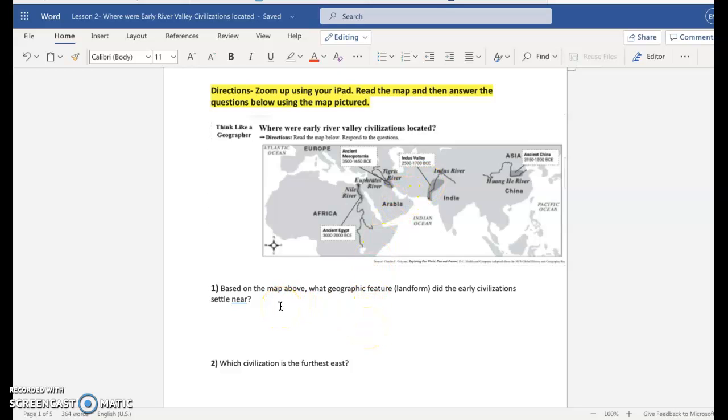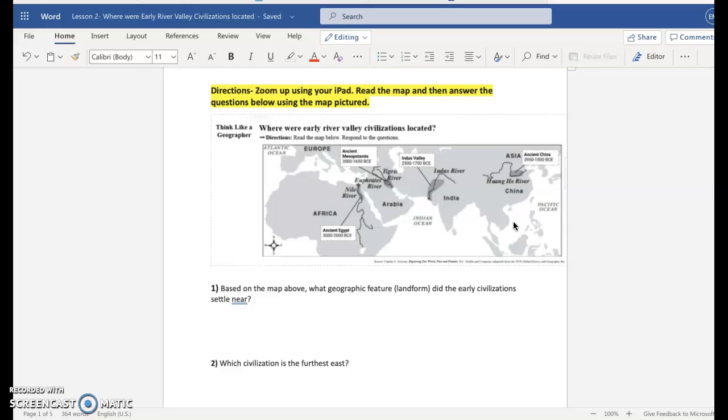Based on the map above, what geographic feature, also known as a landform, things that are naturally occurring, naturally made on the Earth's surface, it is not man-made. Humans cannot make different landforms. So what geographic feature did the early civilization settle near? If we look closely at this map, we're going to see what landform they settled near.